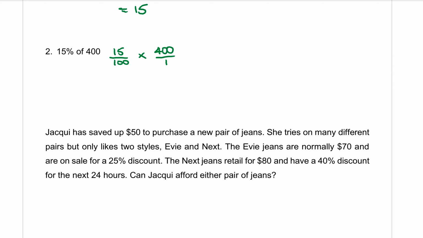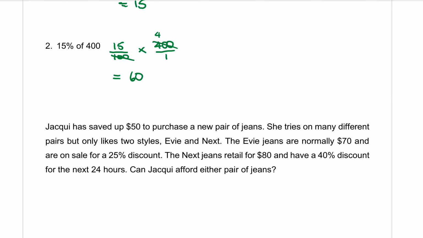So for example, 400 can be divided by 100. So 400 divided by 100 goes 4 times and would cancel off that 100 on the bottom. So all that would be left to do is to calculate what 15 times 4 is. 15 times 4 is 60, and all that's left on the bottom is a divide by 1, which I don't need to write down. So it just equals 60. So 15% of 400 is 60.